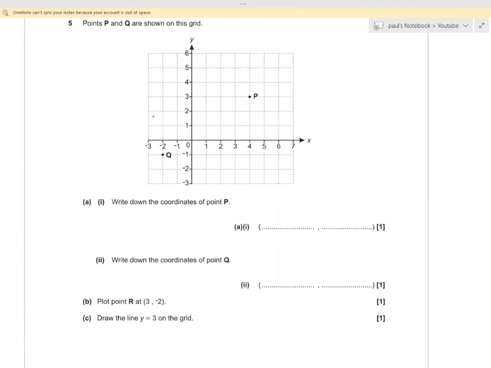Points P and Q are shown on the grid. Write down the coordinates of P. So x first, so it's 4, 3. Coordinates of Q, -2, -1. Plot point R at 3, -2. 3, -2 is there. R. And draw the line y equals 3. So there, y equals 3.